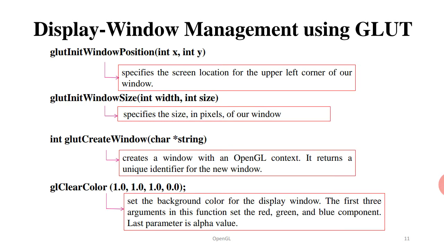Other than these 5 functions, you can use another function that is glClearColor. This function is used to set the background color for the display window. The first 3 arguments of this function set the red, green and blue components, and the last parameter is the alpha value.